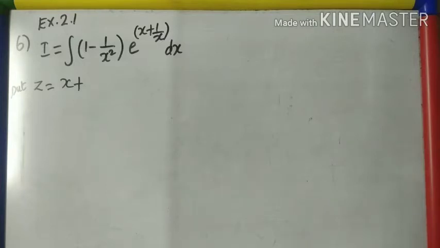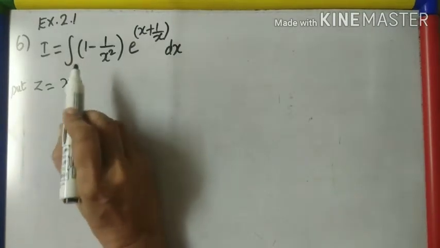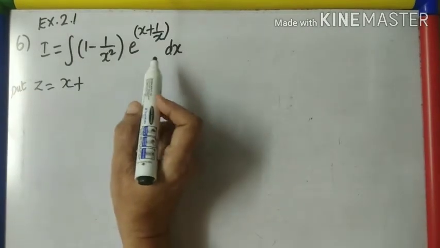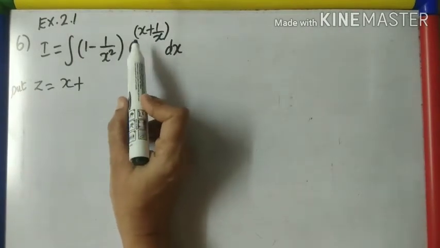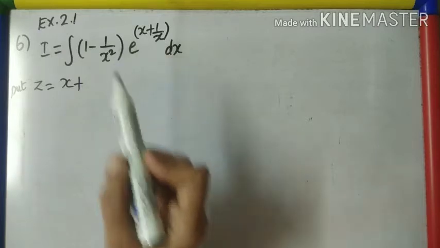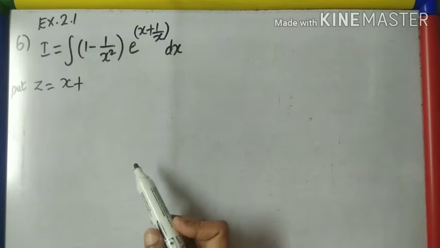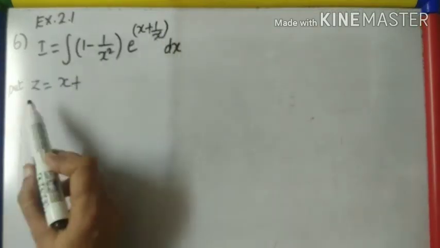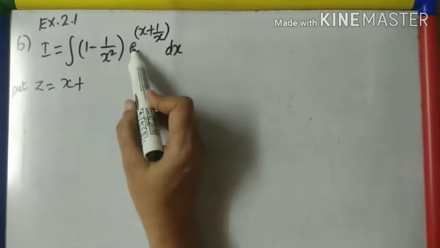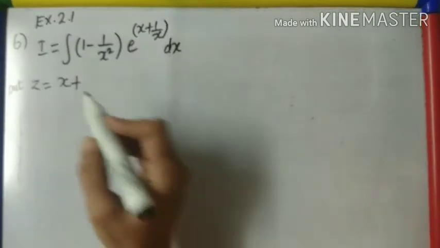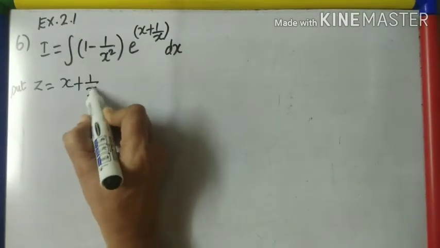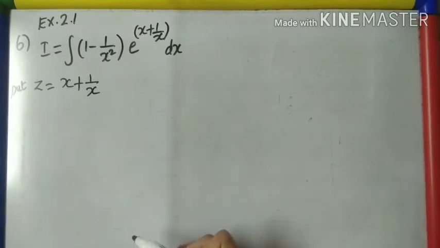Good morning, children. We are continuing with substitution method in integration. Look at this question, exercise 2.1, question number 6. When e power x, 2x, 3x comes, we know the integral. But when e power any other function comes, put that function as a substitution. So here e power x plus 1 by x is coming. So put x plus 1 by x as a new variable z.